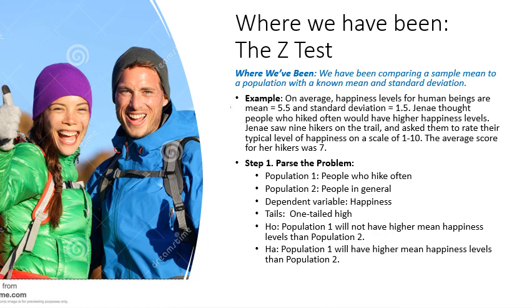We find we're measuring happiness in a one-tailed high test, comparing people who hike often with people in general. And of course, we have our 2 hypotheses stated. In this case, the H0, the null hypothesis, is stated first, and HA, the alternate hypothesis, is stated second.